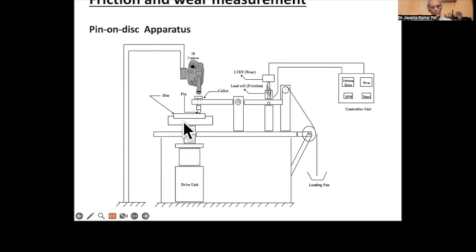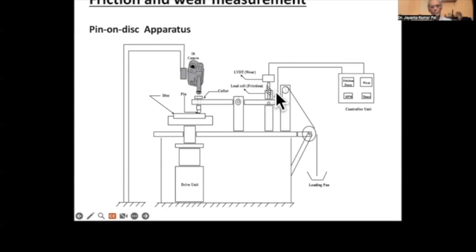And this disc rotates. And there's a pin here which is loaded onto it. And as the disc rotates, the pin wears depending on which one is harder. If we take a softer pin and a harder disc, then the pin will wear. The pin is loaded by a fulcrum mechanism like this, and a simple way of loading this is shown here.